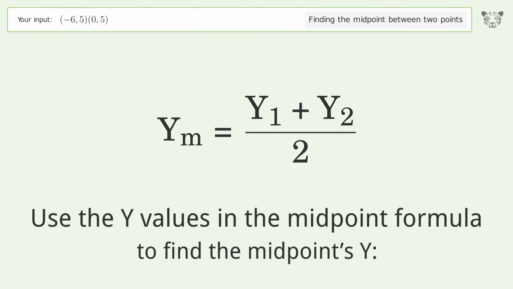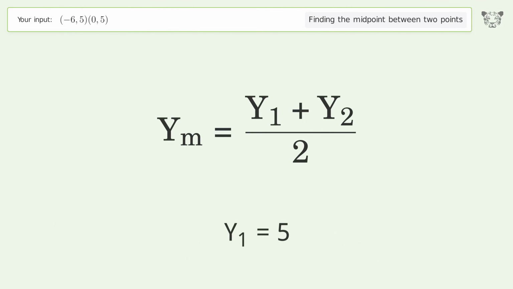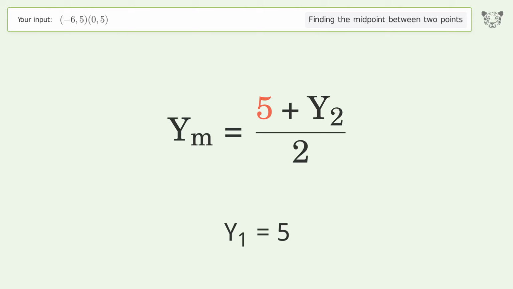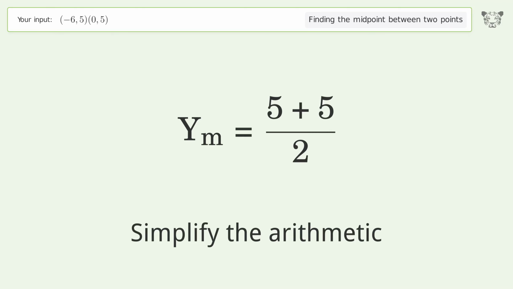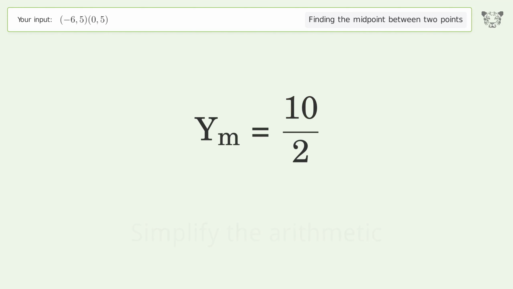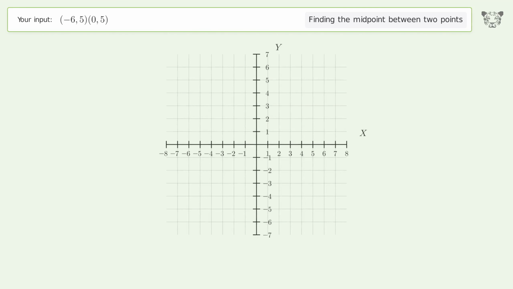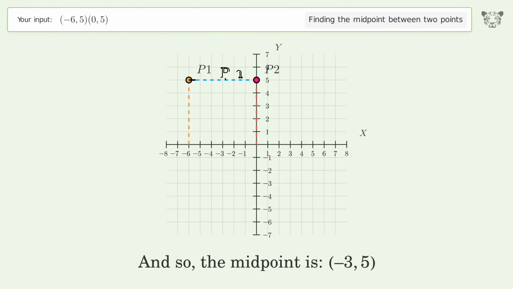Use the y values in the midpoint formula to find the midpoint's y. y1 equals 5. y2 equals 5. Simplify the arithmetic. And so, the midpoint is -3, 5.